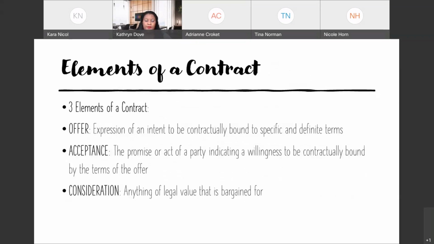So just to recap, you need to know the elements of a contract. They are three. Nicole, what are the three elements of a contract? The three elements of the contract are the offer, acceptance, and consideration. Great.